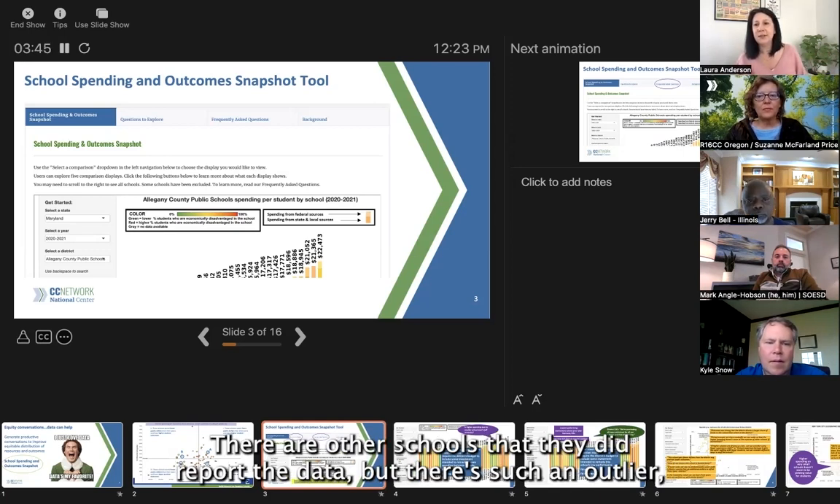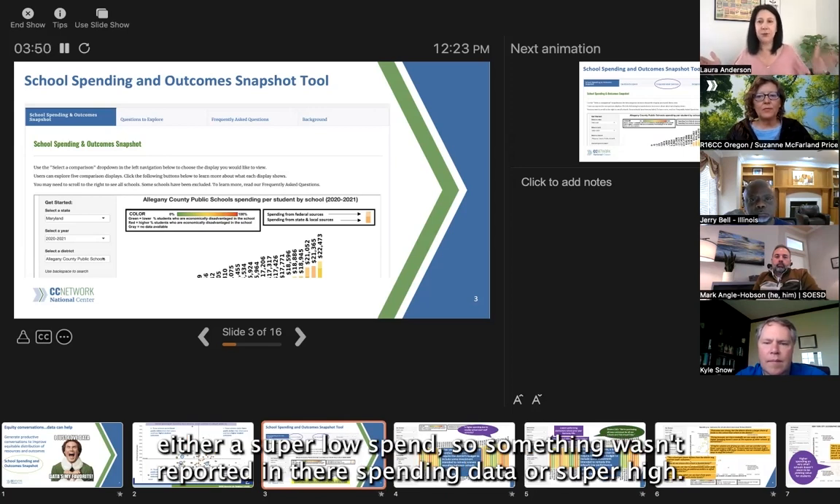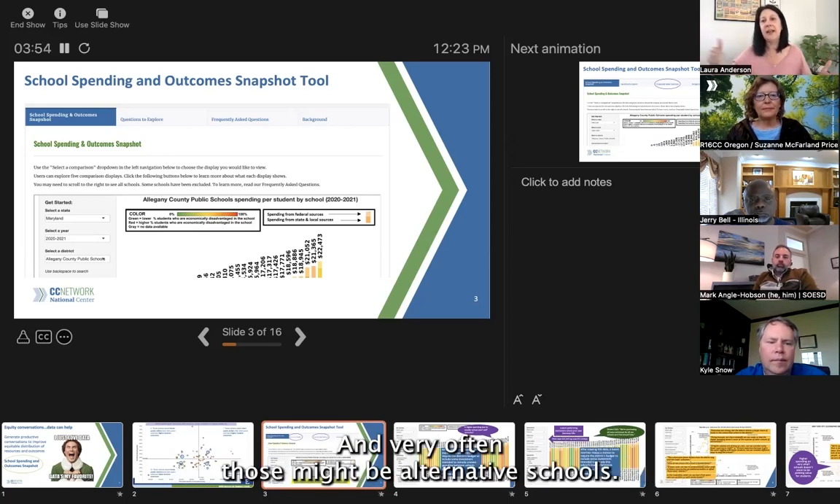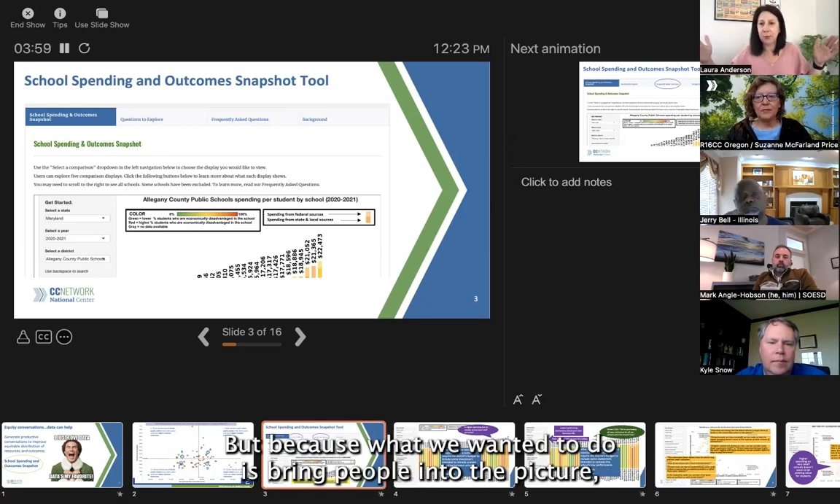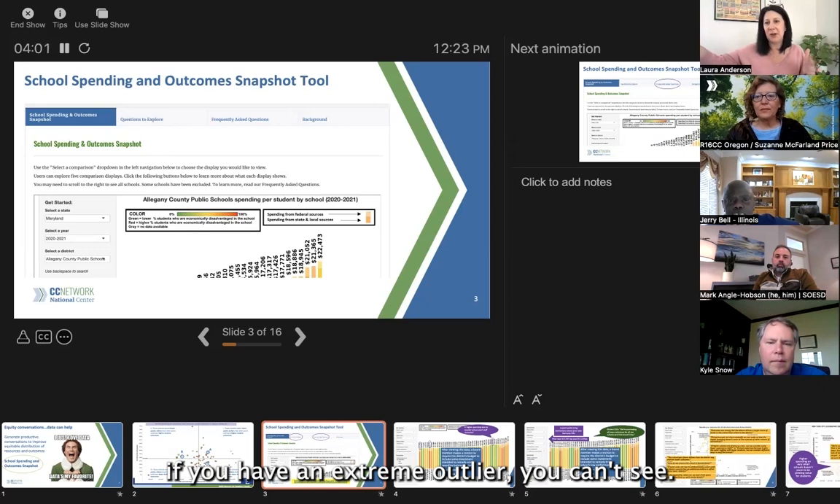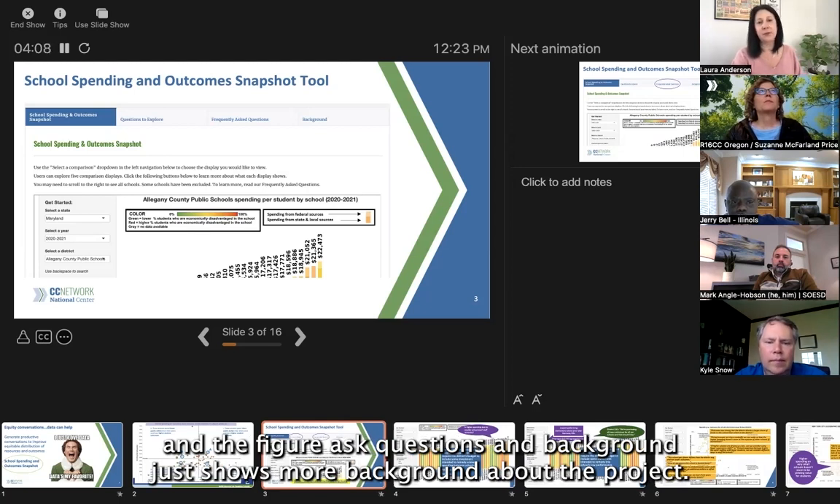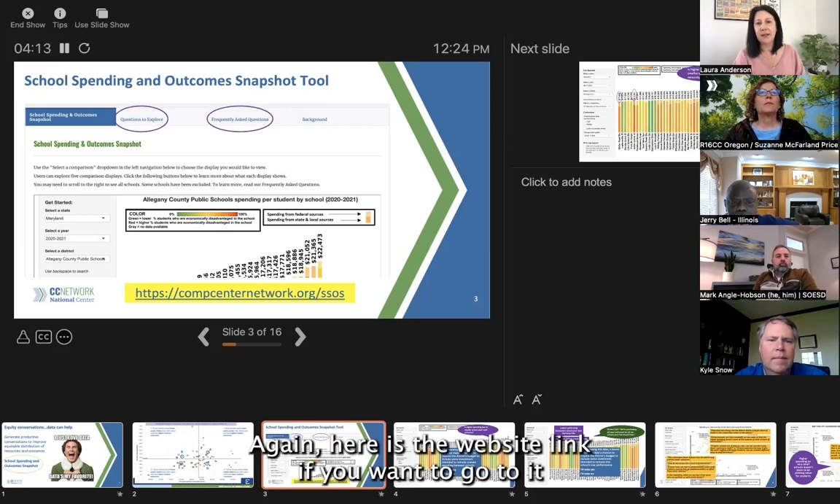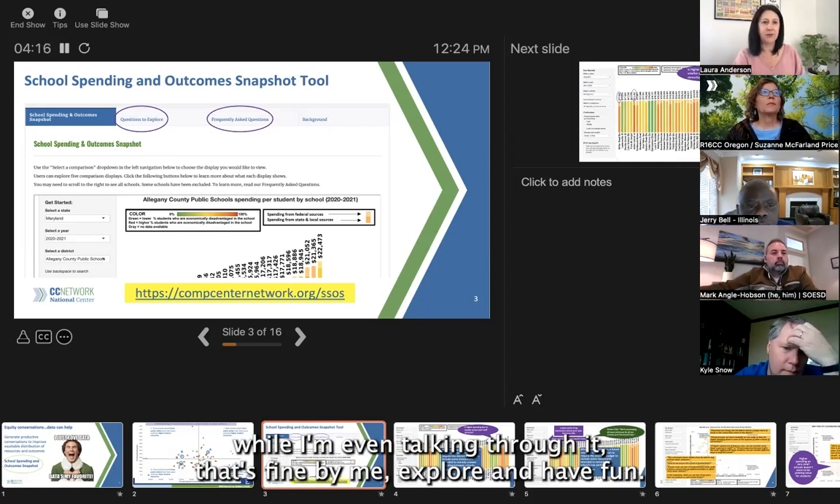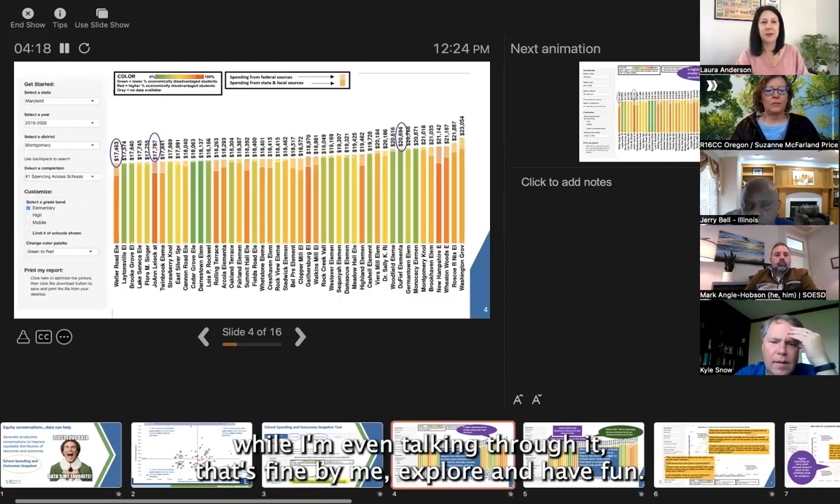There are other schools that did report the data, but there's such an outlier, either a super low spend, so something wasn't reported in their spending data, or super high. And very often those might be alternative schools, but because what we wanted to do is bring people into the picture, if you have an extreme outlier, you can't see. So again, it's a technical issue, but the data are there in the underlying and the frequently asked questions. Then background just shows more background about the project. Again, here is the website link if you want to go to it while I'm even talking through it. That's fine by me. Explore and have fun.